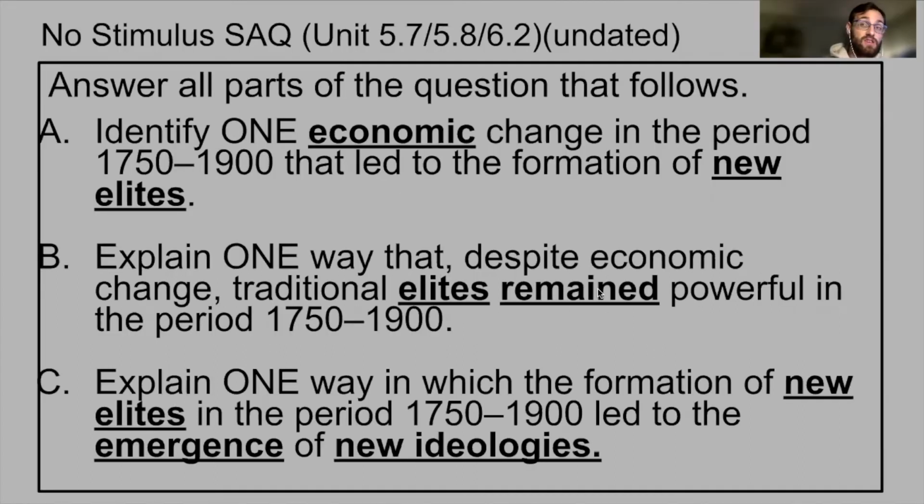All right, so for this SAQ, we have a no stimulus SAQ, which just means just the questions. We're going to pull the knowledge from our heads. This one seems to correspond with Unit 5 as well as Unit 6. This question seems to be asking about new elites based on changes as well as continuities in the period 1750 to 1900. We have an identify question followed by two explain questions. So let's get to it.